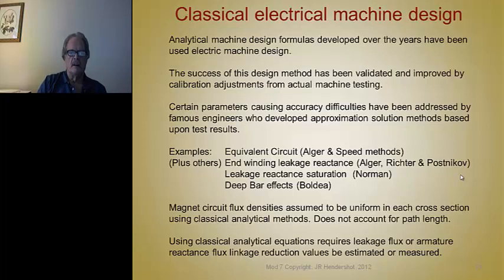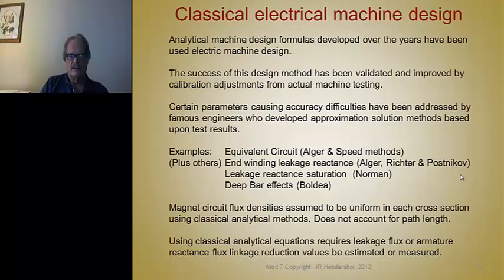There are certain parameters in machine design that cause difficulties with respect to accuracy, and these have been addressed by several famous engineers who've developed approximation solution methods based on their test results. For example, the solution of the equivalent circuit equations for machines have been simplified by Alger and the Speed Laboratory at Glasgow. End winding leakage reactance, all the reactance values are difficult to calculate accurately, and so a number of experts down through the years, Alger, Richter, Postnikov, and leakage reactance saturation by Norman, deep bar effects for induction machines by Ian Bolday from Romania.